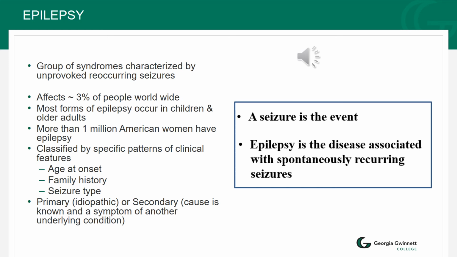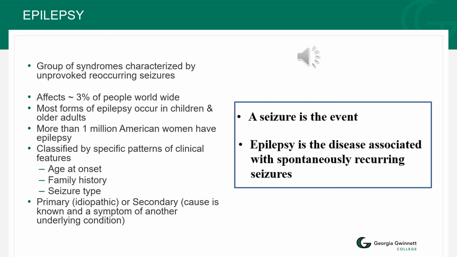Epilepsy is classified by specific patterns of clinical features. So it's classified by how old they were when they started having these seizures. Do they have a family history? What type of seizures are they? My sister-in-law actually was diagnosed with epilepsy when she was a child. She has since grown out of it, so she has resolved epilepsy.